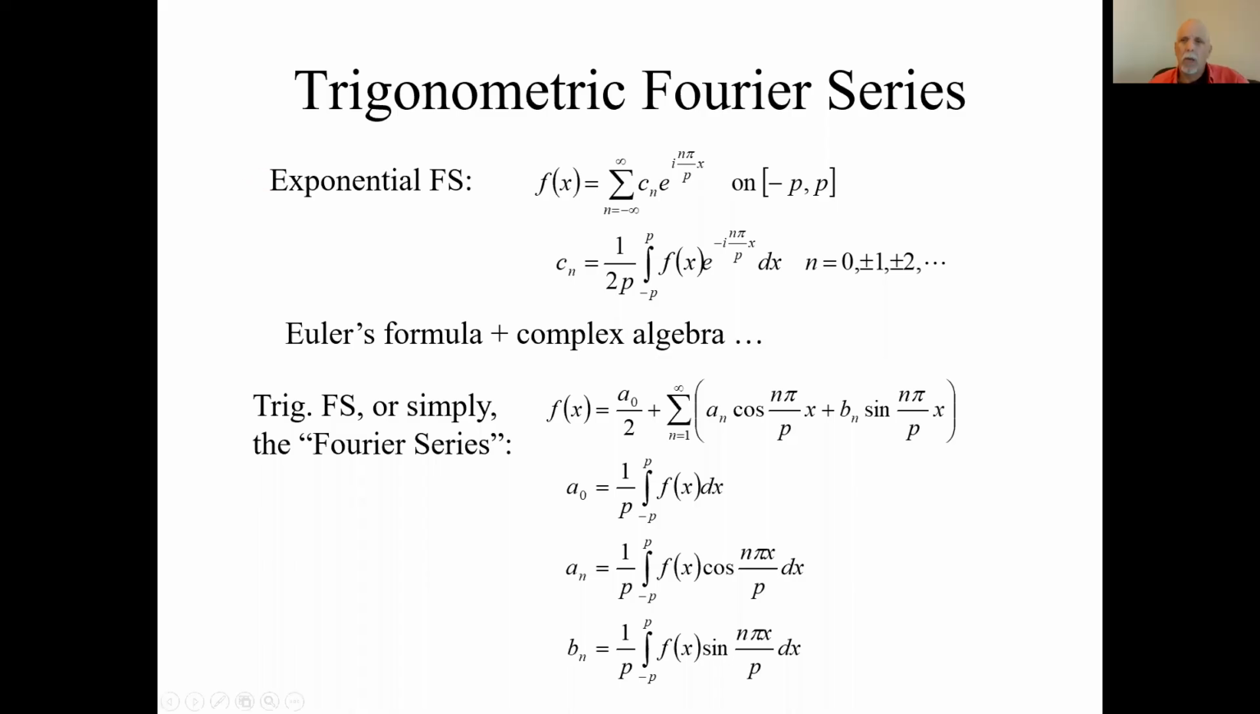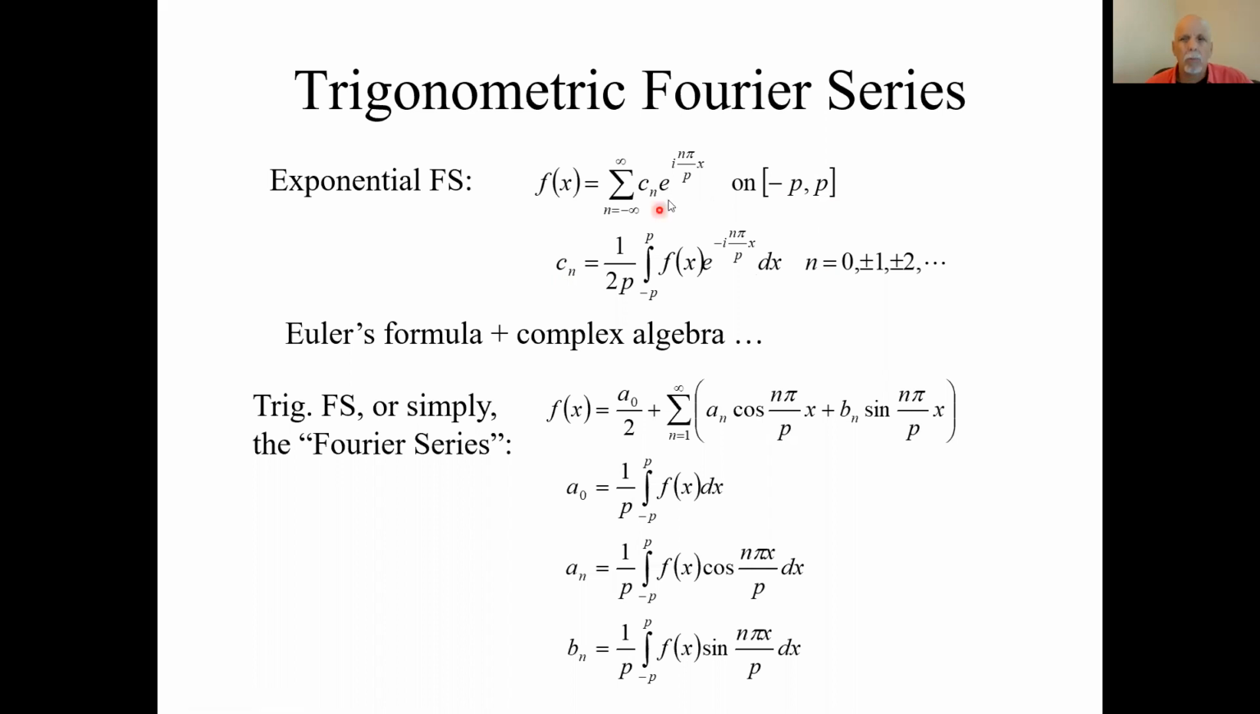Okay, what I had already been covering and what I derived, I believe, was the exponential Fourier series. Here it was. Here's the Fourier series, given that the original function is defined on this symmetric interval from minus p to p. And here were the Fourier coefficients. I already did that.